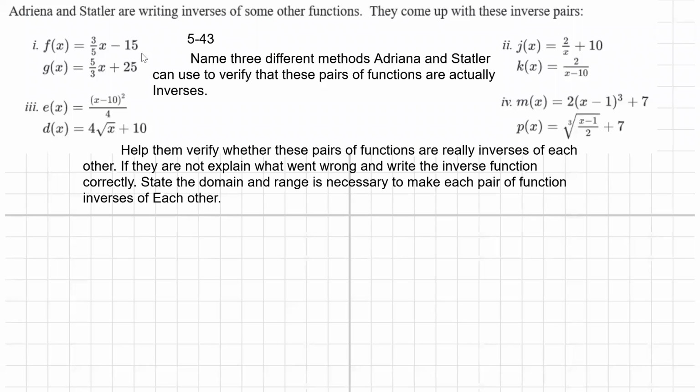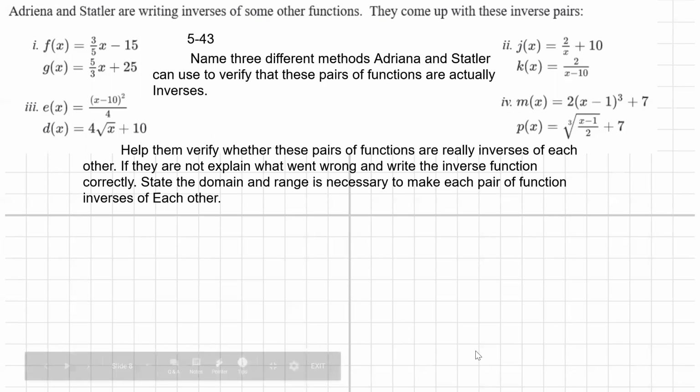Okay, so this is the other directions that we're missing. Name 3 different methods Adriana and Statler can use to verify that these pairs of functions are actually inverses. Help them verify whether these pairs of functions are really inverses of each other. If they are not, explain what went wrong and write the inverse functions correctly. State the domain and range that is necessary to make each pair of functions inverses of each other.